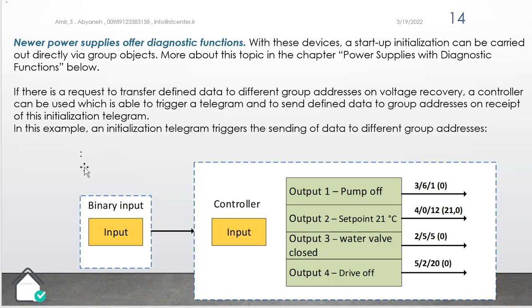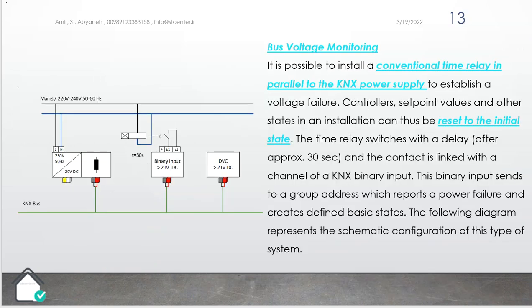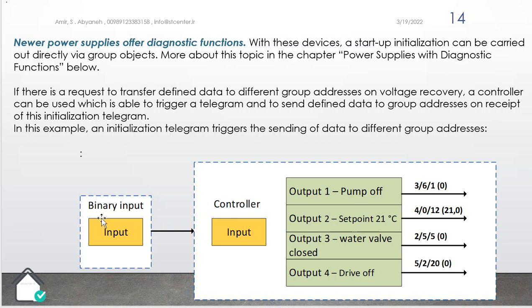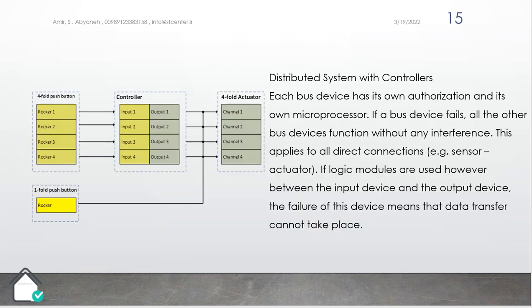If something happens, the group object of the power supply with diagnostics, or the group objects from the binary input, can be linked with the group addresses to trigger the controller to switch the pump off, put the set point to 21, close the water valve and shut off the drive. Great. So we can do something in case of power failure. And this is safe planning, of course.